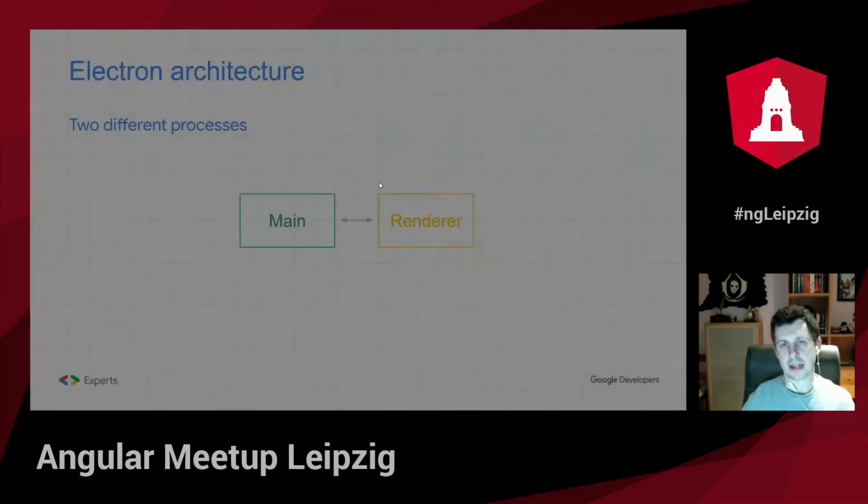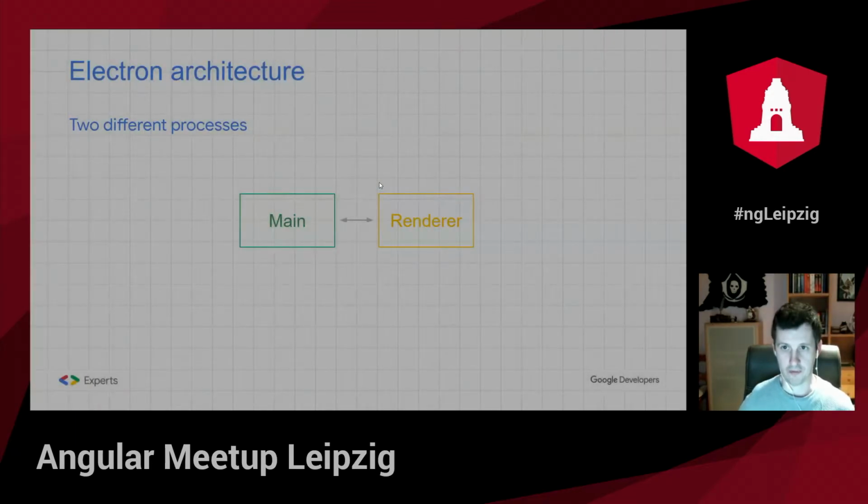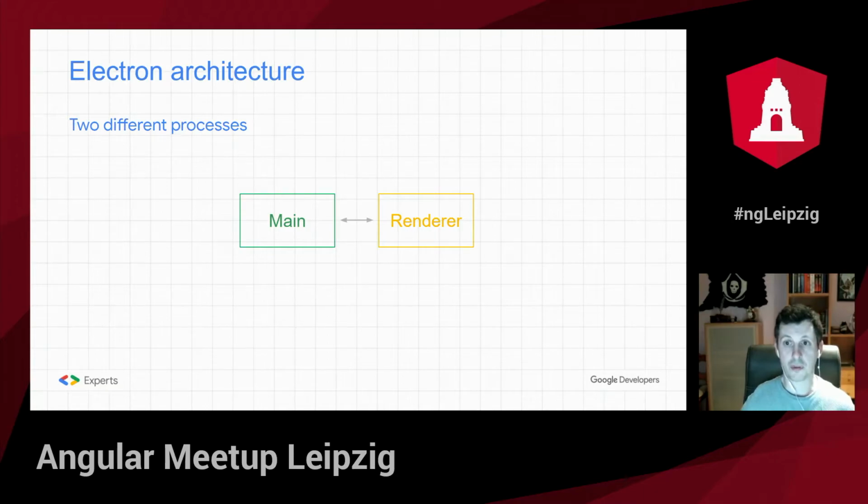So let's discuss a bit about the architecture of Electron. Electron consists of two processes. The main process is responsible for heavy tasks and calculations, for example, when you want to interact with the file system. And it is that process which provides access to native resources using the Node.js API.